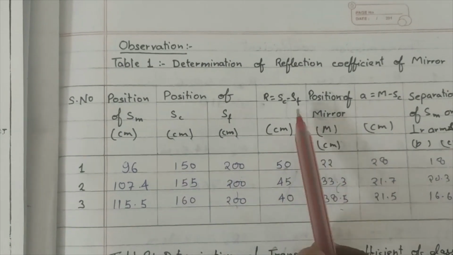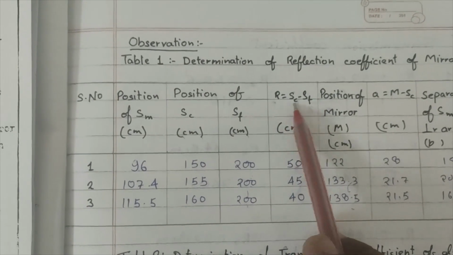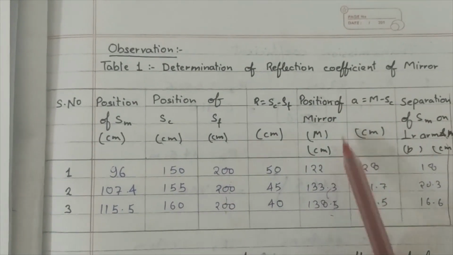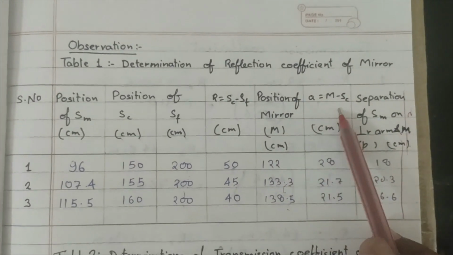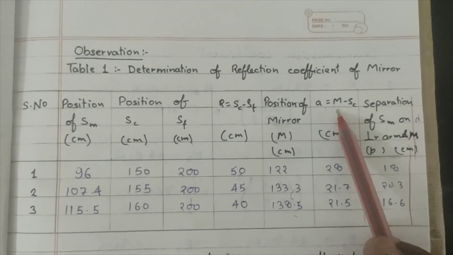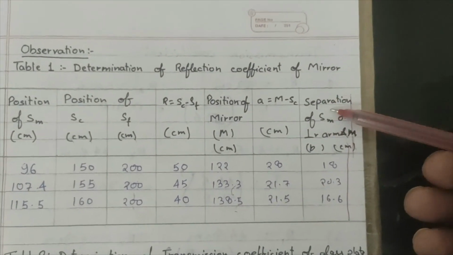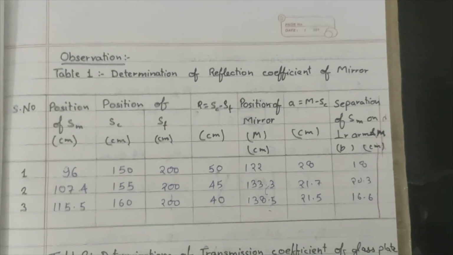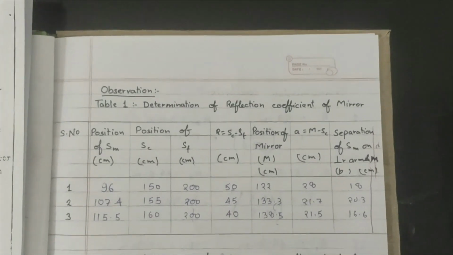Using this, we will find R, which is SC minus SF, the distance between the screen and the fixed source. Then we have to note down the position of the mirror where it is placed, and then A is the quantity which gives the distance between the position of the mirror and the screen. The last one is the separation of the movable source on the perpendicular arm, which we are going to do right now. The procedure is very simple, and let me tell you how to do it.